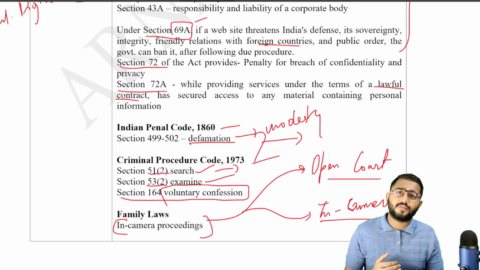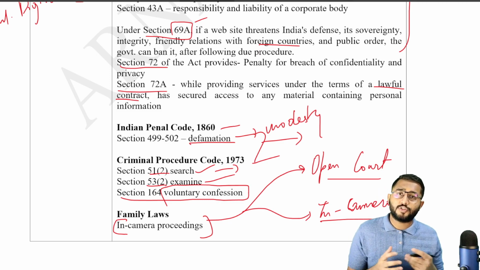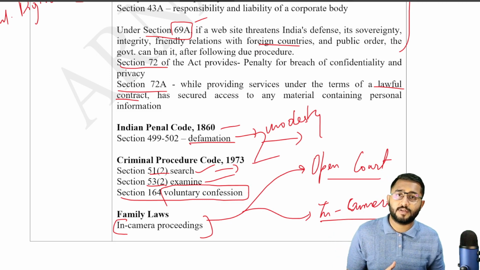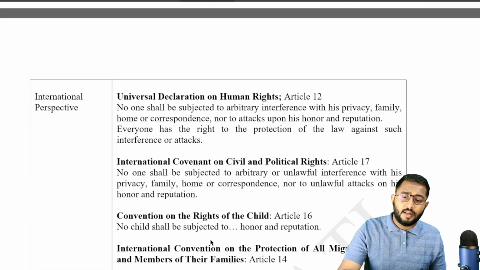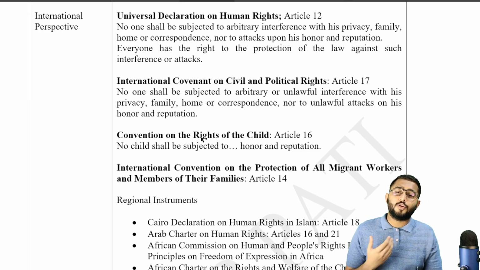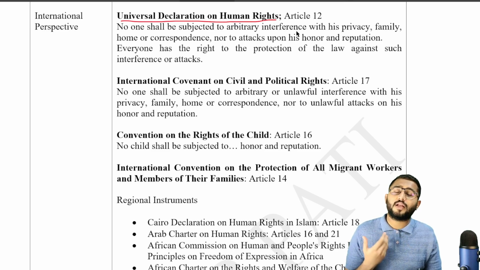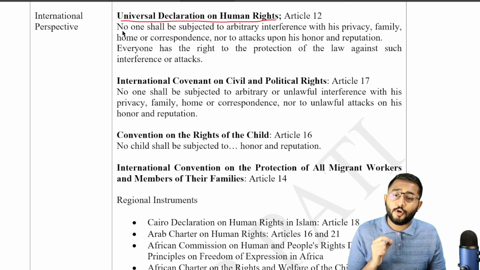So through all these acts, we see that the Indian legislations as well as the Indian judiciary have recognized the right to privacy in certain legislations. Right? Now let's quickly move on to the international side of this. In discussing the international side, one of the most important things that we need to look at is what the main human rights body, the Universal Declaration of Human Rights, talks about when it comes to privacy.